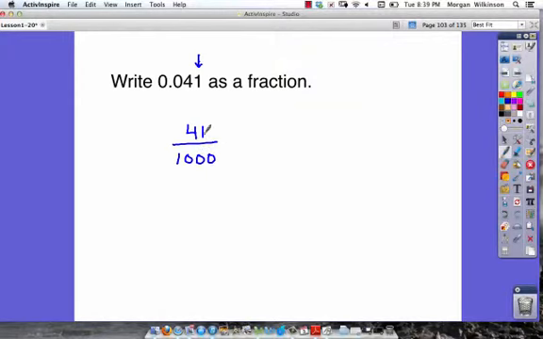Now if you remember that 41 is a prime number, well, then you're all done with the problem because you're not going to be able to reduce it. So we can box our answer, 41 1,000th, and we're all done. We've written this number as a fraction.